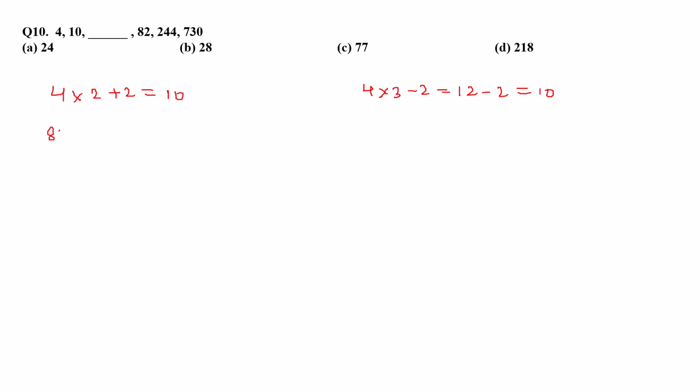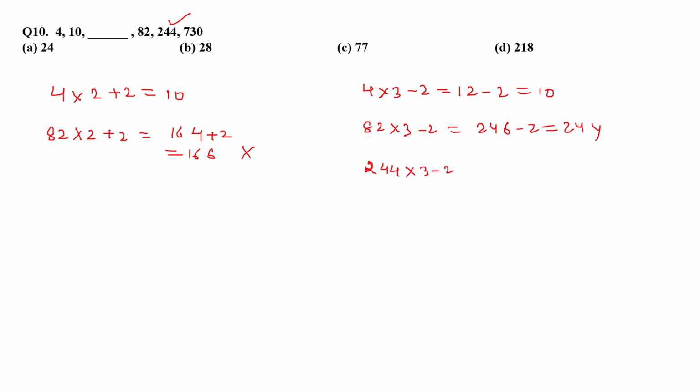So if I take 82 into 2 plus 2, will I get 244? 2 2s are 4, 8 2s are 16, 164 plus 2, I am getting 166. So this is not the pattern. Let's try here, 82 into 3 minus 2. 82 into 3 if I do, I will get 246 minus 2, I am getting 244. And 244 is here. Let's check with the other number. 244 into 3 minus 2. 244 into 3 is 732 minus 2, which gives me 730.